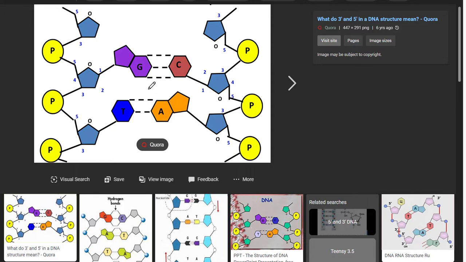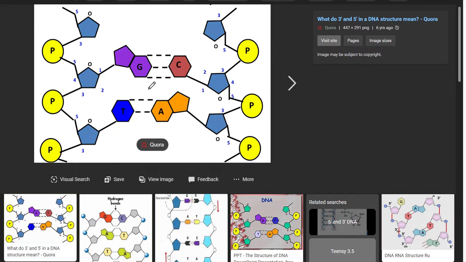So again, this T is attached to carbon number 1, and then we have carbon number 2, and then down here in the bottom, carbon number 3, and then 4, and then carbon number 5 outside the ring links the sugar to the phosphate. So the sugar phosphate backbone on this side goes 3 to 5.